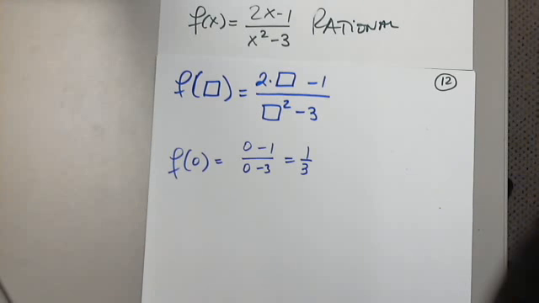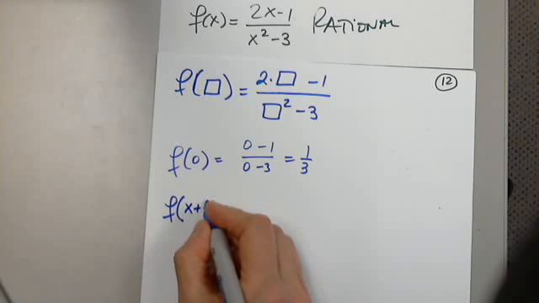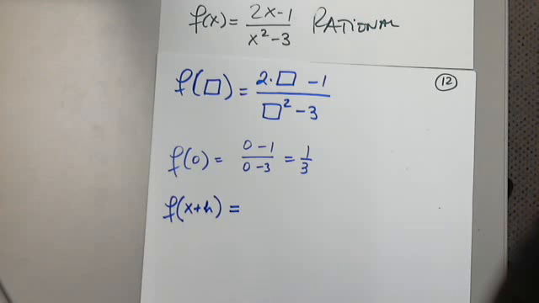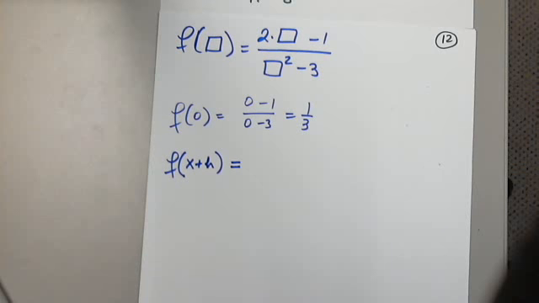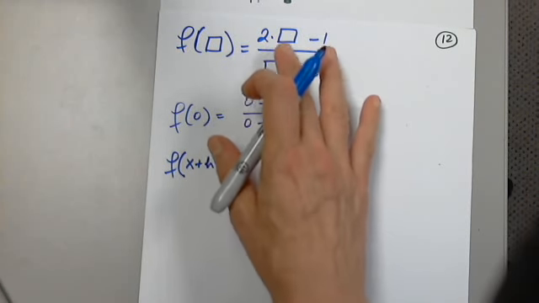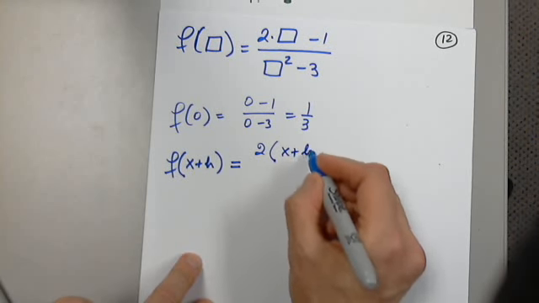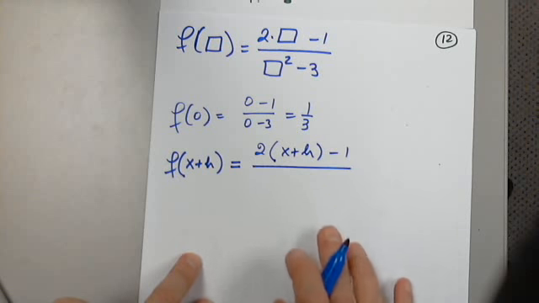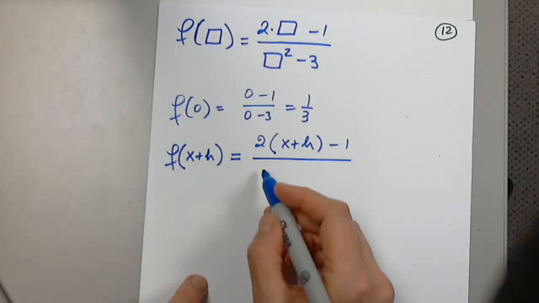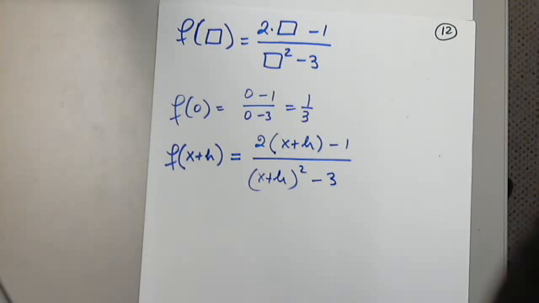What if I ask you now to find f of, let's say, x plus h? What would you write? 2, but you will say parentheses, because otherwise it will multiply only x, not both. (x plus h), and then minus 1 over (x plus h) squared, very good, minus 3. This is the procedure that we need to use for evaluating functions.